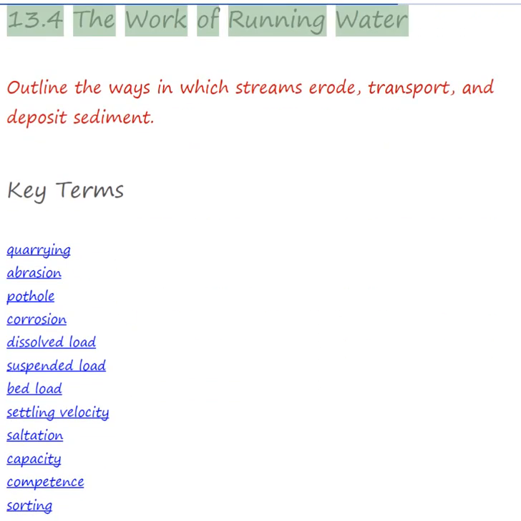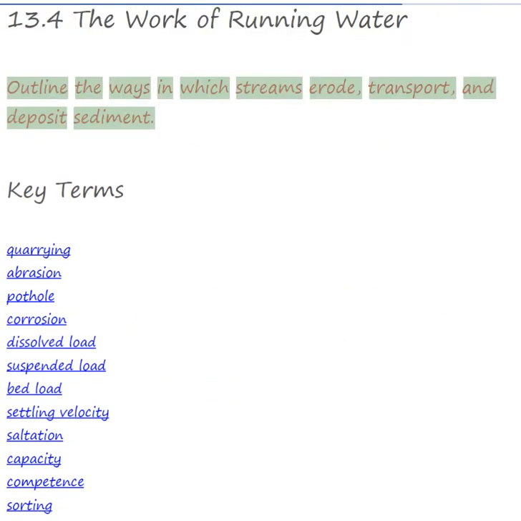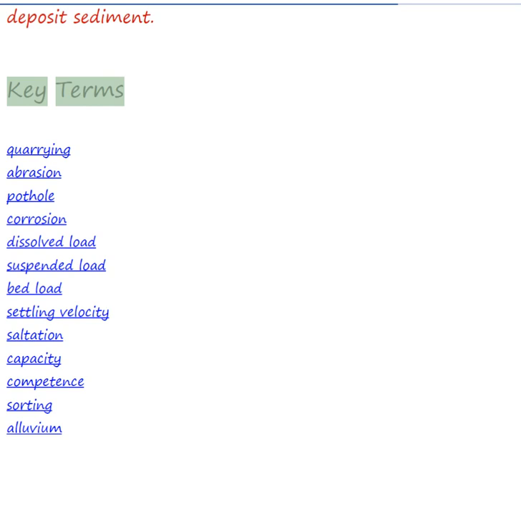13.4 The work of running water. Outline the ways in which streams erode, transport, and deposit sediment. Key terms. Quarrying, abrasion, pothole, corrosion, dissolved load, suspended load, bed load, settling velocity, saltation, capacity, competence.